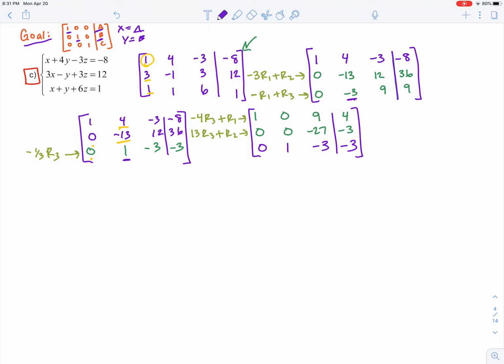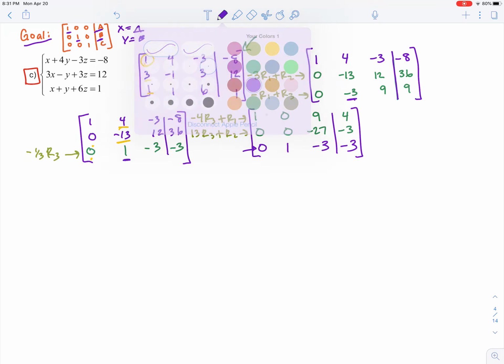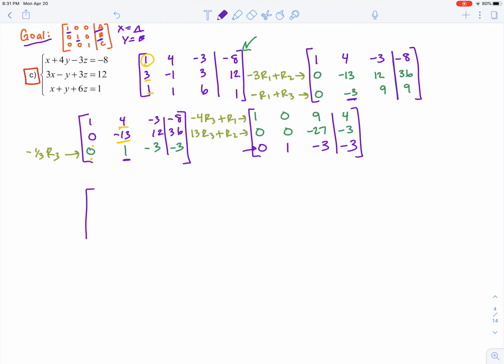Okay, so row 2 looks pretty interesting. I have 2 zeros, and I have a -27 and a -3. So what I think I'm going to do is multiply row 2 by -1/27. And I'm also going to move it down because it looks like I want that one to be in the 3rd row. And then I'll just take this last row and move it up. So let's do that. I'm going to leave row 1 alone. So let's go ahead and write out our matrix.